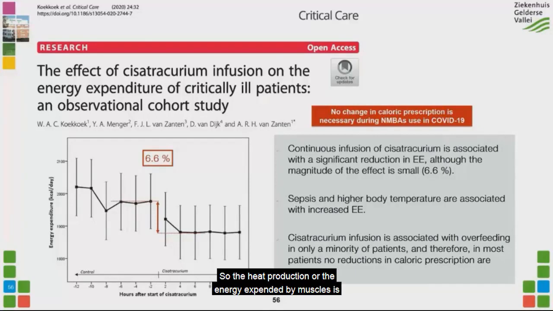So the heat production or the energy expended by muscles is not that much compared with the overall energy expenditure. And almost none of our patients were overfed due to this effect. So I think it's safe to not change your caloric prescription when you use neuromuscular blocking agents in COVID-19 patients. So you can just keep your targets as normal.